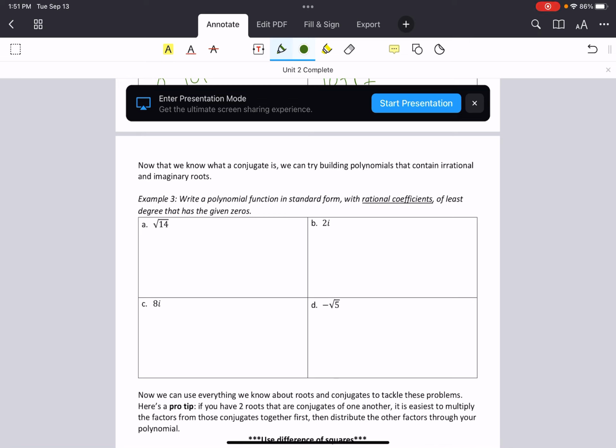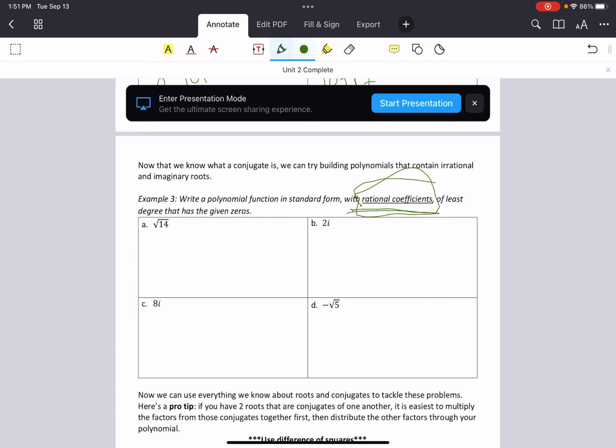If I know that my function has rational coefficients, does that mean when I have my function, it has any i's in it? If my function has rational coefficients, does it have any i's in it? No. Does it have any square roots in it?